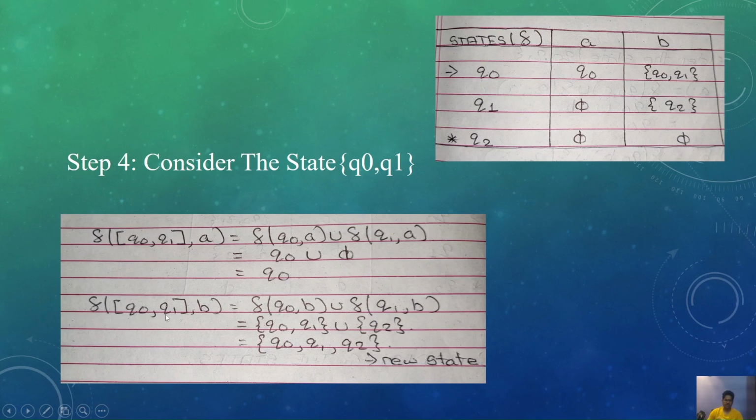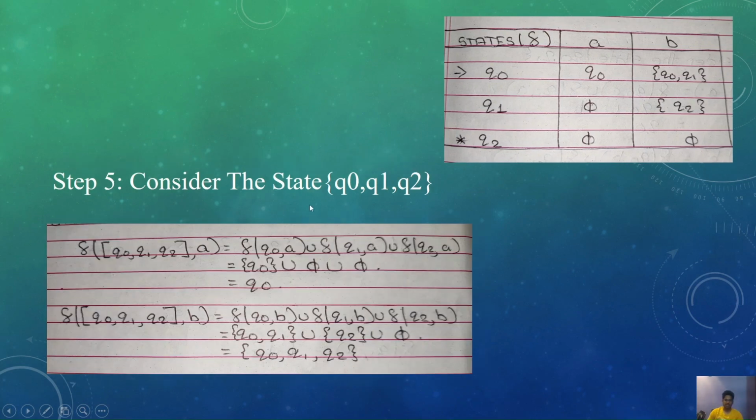Epsilon closure of Q0 comma Q1 comma B is equal to epsilon closure of Q0 comma B union of epsilon closure of Q1 comma B. Q0 comma B is Q0 comma Q1 and Q1 comma B is Q2. So the union of Q0 comma Q1 and Q2 is Q0 comma Q1 comma Q2, which is a new state. So we need to consider the state Q0 comma Q1 comma Q2.